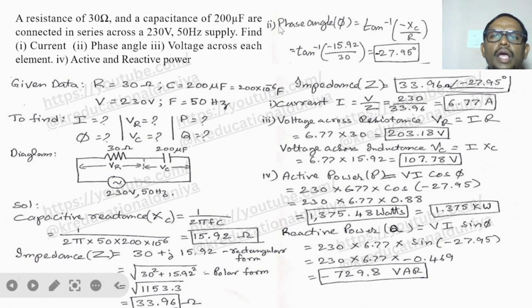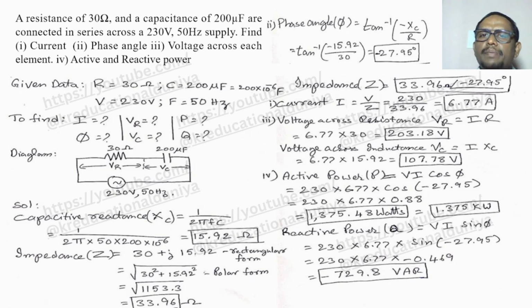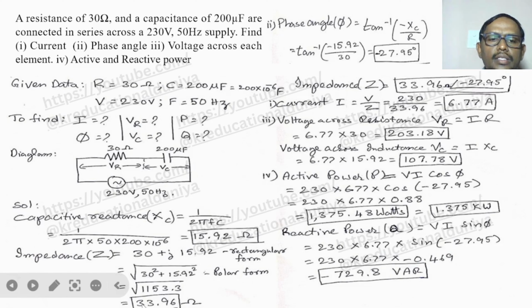Next, I am finding the phase angle, phi. What is the formula for phase angle? Phi equal to tan inverse of minus XC by R. So tan inverse of minus 15.92 by 30, that is minus 27.95 degrees. First you have to do the brackets and use tan inverse, then you will get this value, and this is the angle. Now the actual impedance Z equal to 33.96 ohms angle minus 27.95 degrees. Like this you have to write for the impedance.